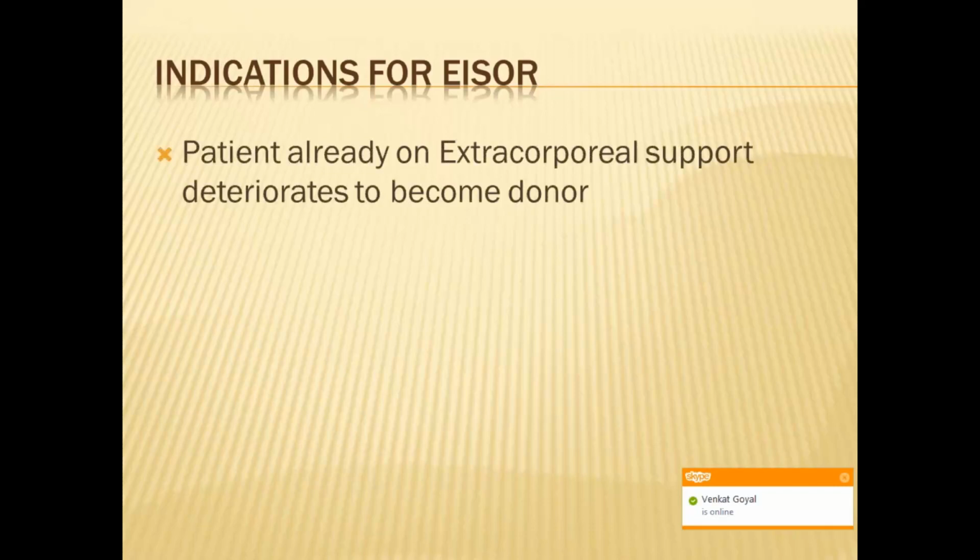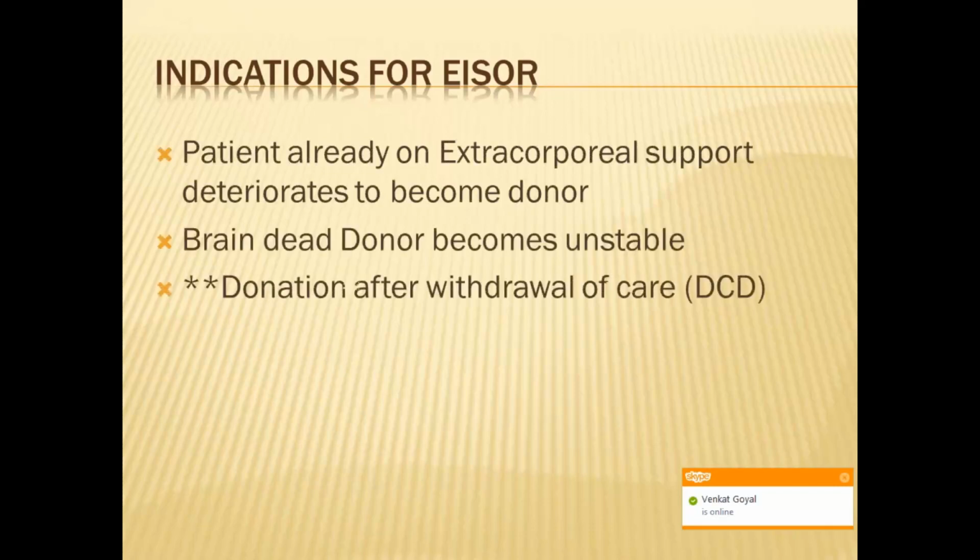Patient is already on ECMO and he deteriorates and becomes a donor. A brain-dead donor becomes unstable. We are waiting for getting the consent, organizing the team, and in between they deteriorate. You can think of putting the patient on abdominal ECMO and maintaining them. Donation after withdrawal of care.